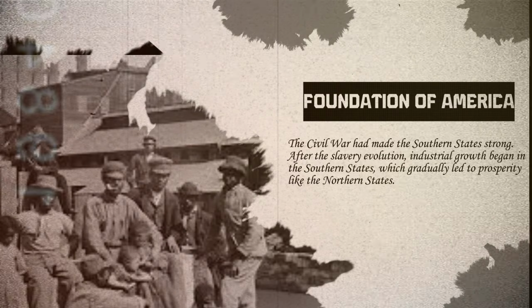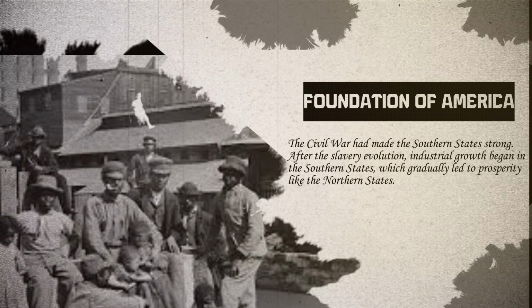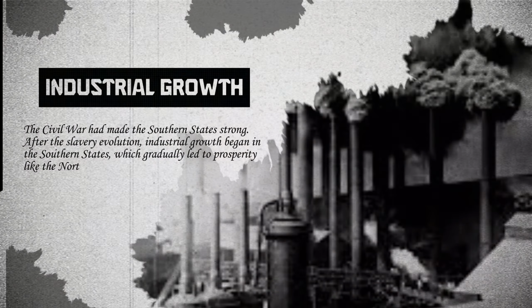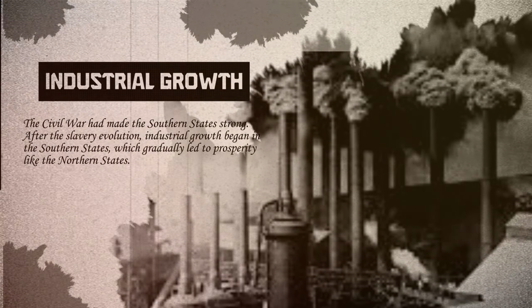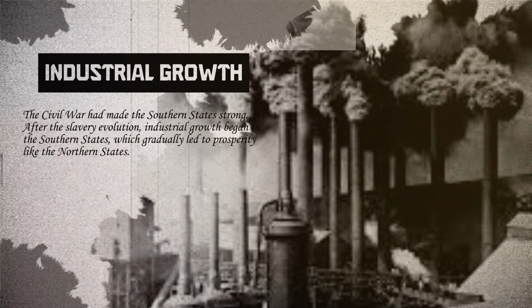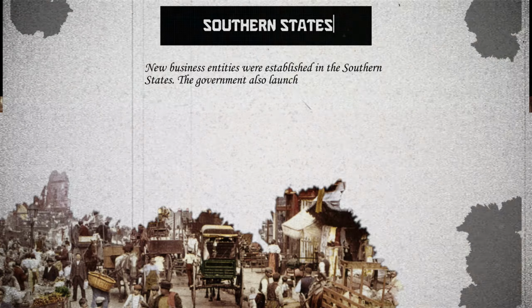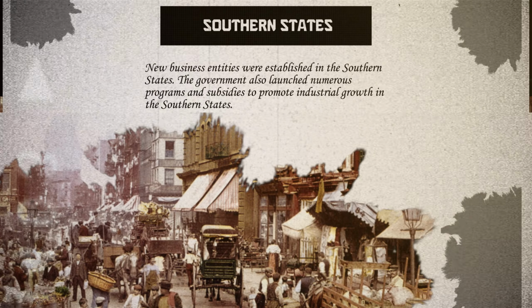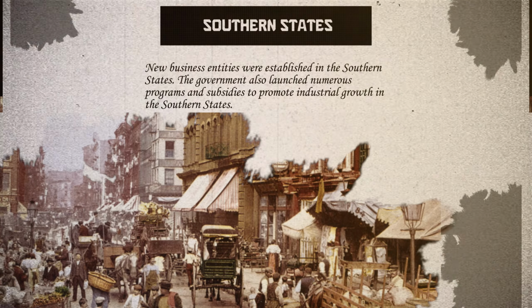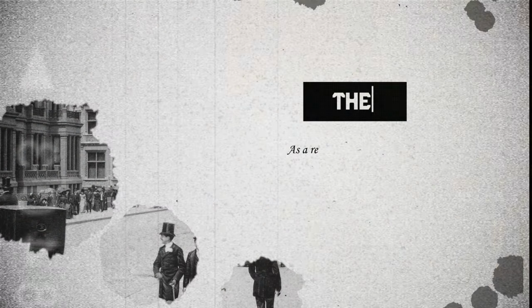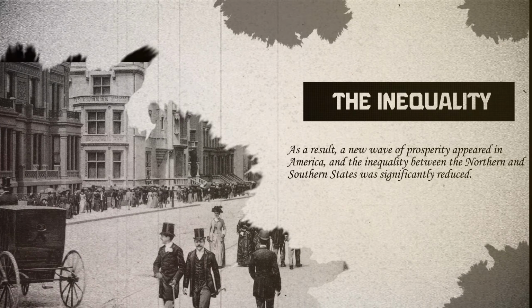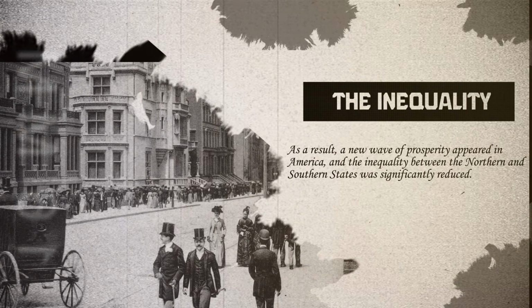The foundation of America was greatly strengthened by ending the northern and southern divisions. The Civil War had made the southern states strong. After the slavery evolution, industrial growth began in the southern states, which gradually led to prosperity like the northern states. New business entities were established in the southern states. The government also launched numerous programs and subsidies to promote industrial growth in the southern states. As a result, a new wave of prosperity appeared in America, and the inequality between the northern and southern states was significantly reduced.